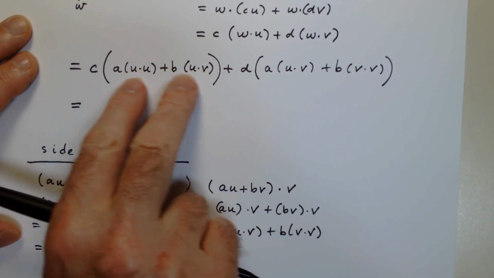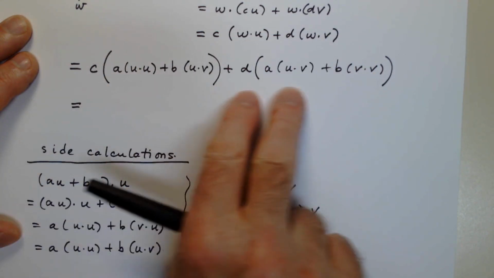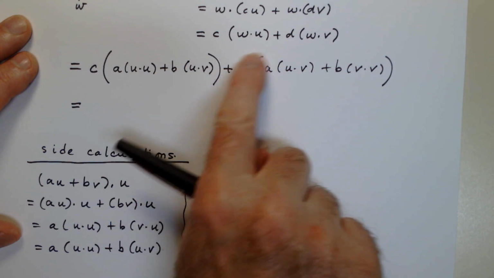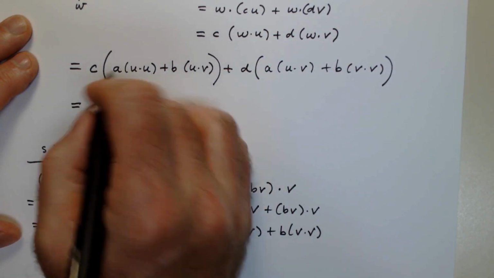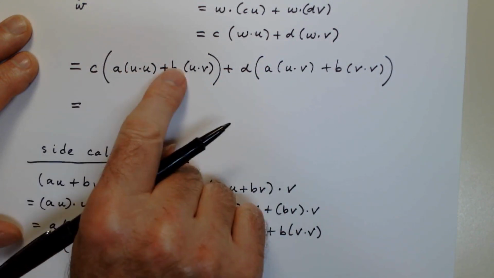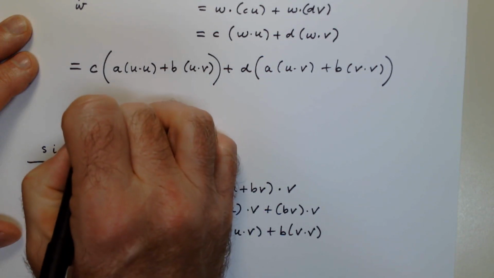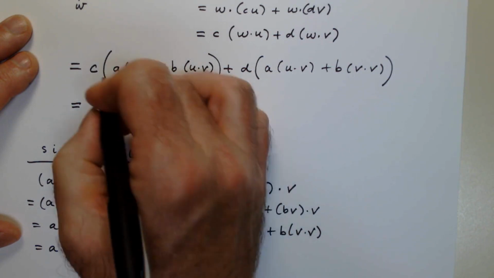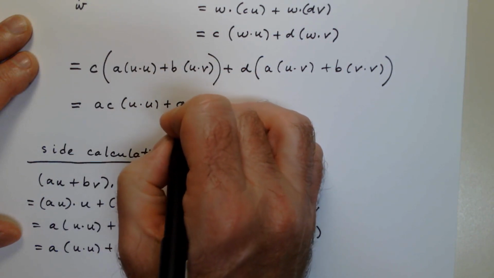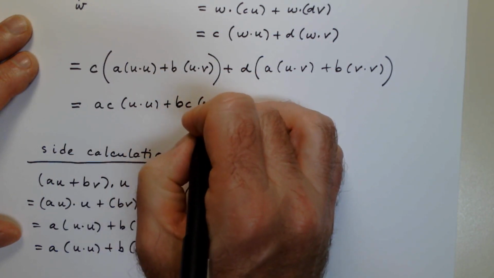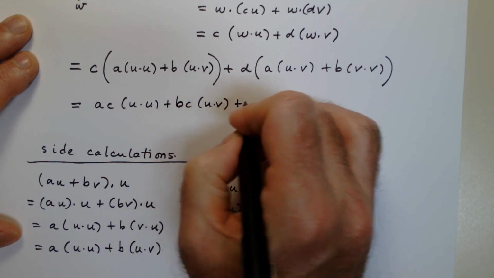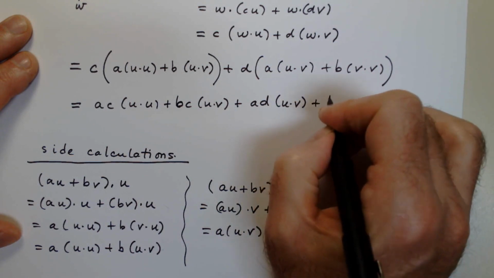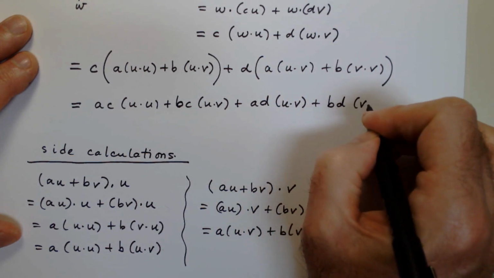Okay? And now what I'm going to do is use the normal distributive law for arithmetic. Notice that now everything in sight here is just a real number. So I can use my normal laws of arithmetic, my distributive laws, and associative laws. I'm going to multiply through by C, and I'm going to write this as AC u dot u, BC u dot v, AD u dot v, and BD v dot v.